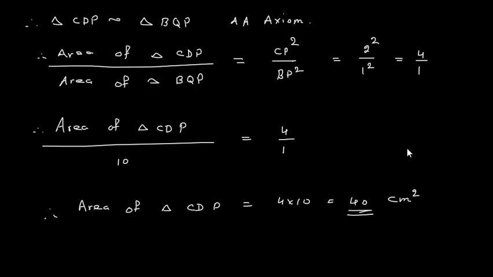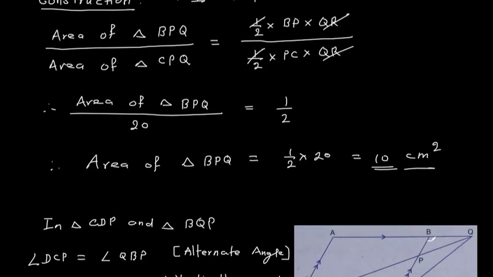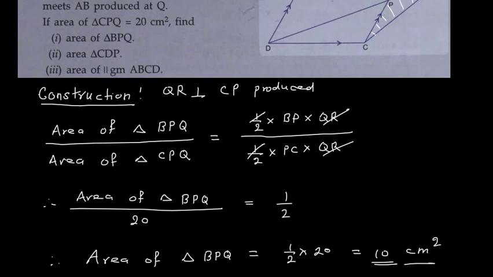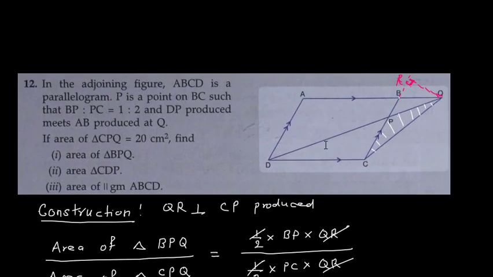So 40 centimeter square is the area of triangle CDP. Done. Simple question. Now third, I have to find the area of parallelogram ABCD. This parallelogram ABCD and this triangle CDQ are made on the same base, that is CD, and between the two parallel lines, that is AQ and DC. So the area of this parallelogram ABCD will be twice the area of triangle DCQ.